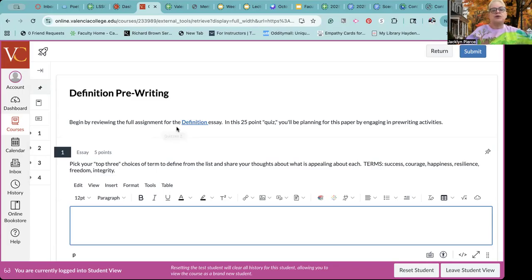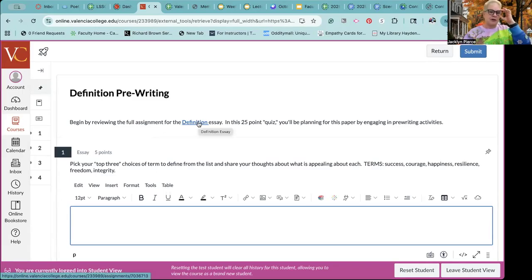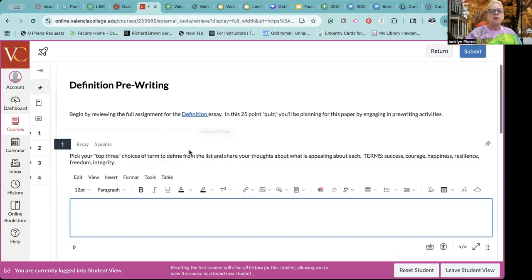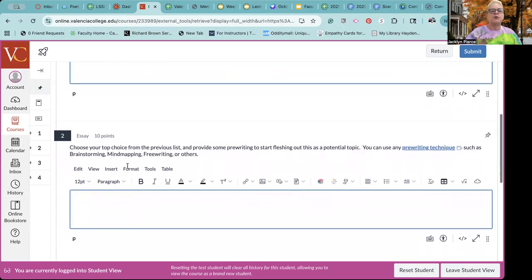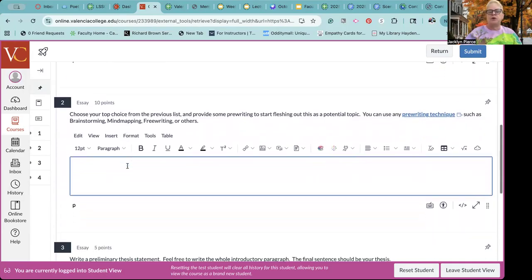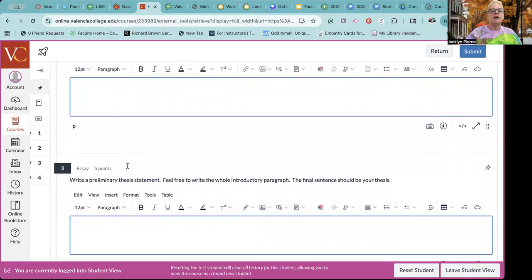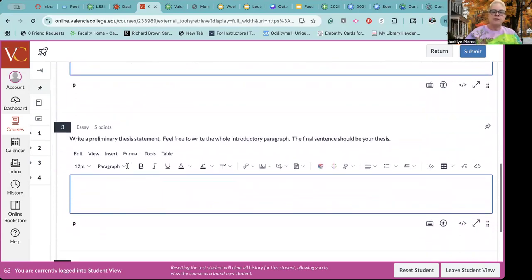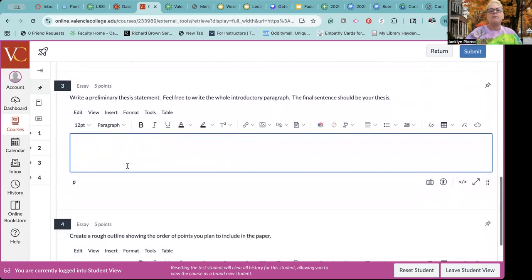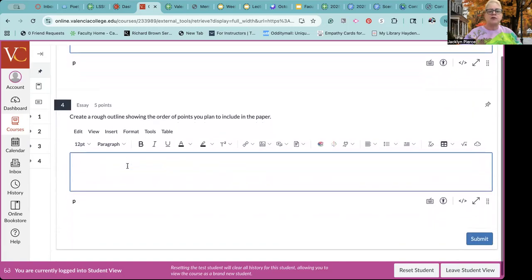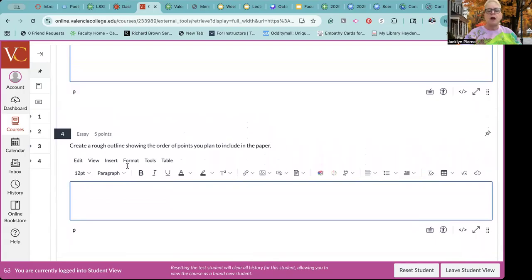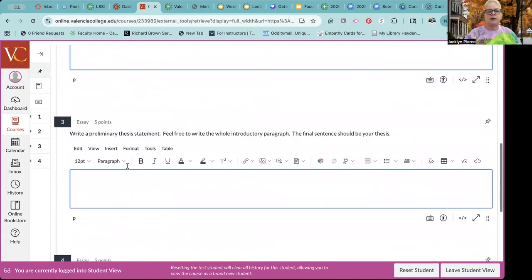You're going to want to review the definition assignment first, and we'll talk about that in just a second. And then in question 1, top 3 choices. Question 2, do some pre-writing. You can use any pre-writing technique that you want. 3 is, of course, a preliminary thesis statement. And for many people, it's actually easier to write the first paragraph, so you can do it either way that you want to. And then in number 4, you're going to be creating a rough outline of the points that you plan on including in the paper.